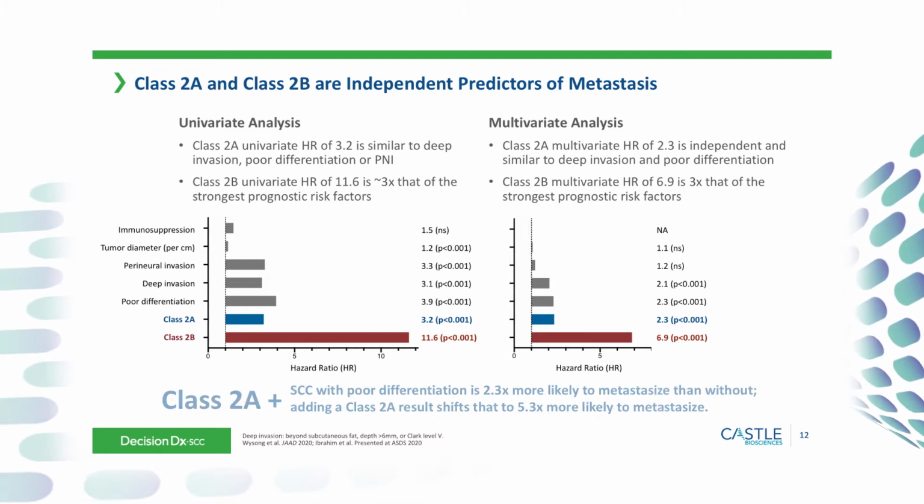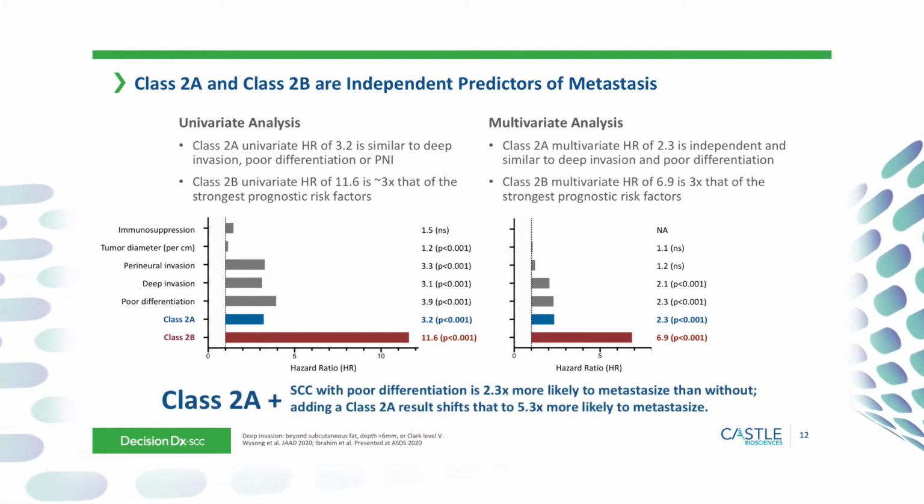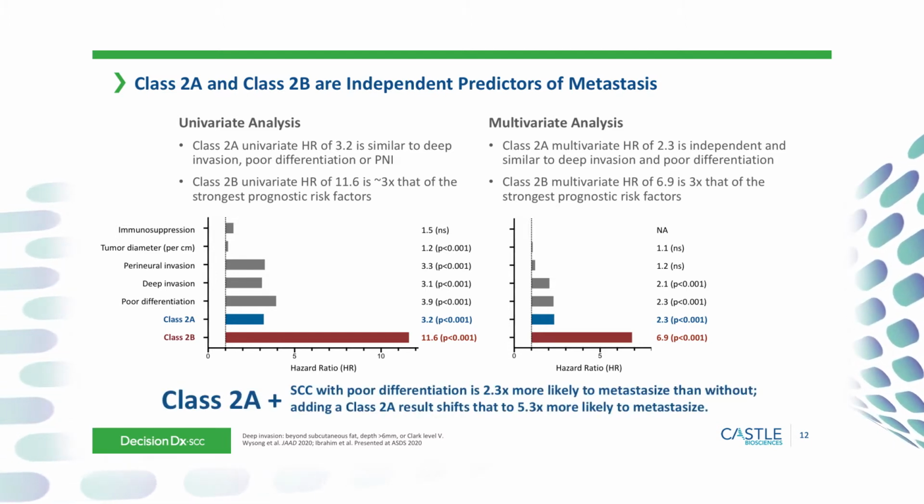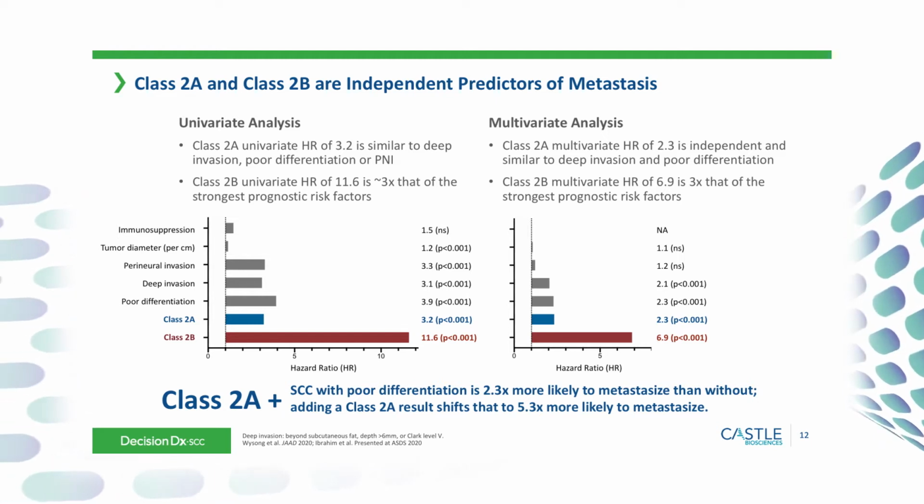And again, here's just emphasizing that. So with a class 2A, literally 2.3 times more likely to metastasize. When you add that to the poorly differentiated, 5.3 times more likely. So really high levels.